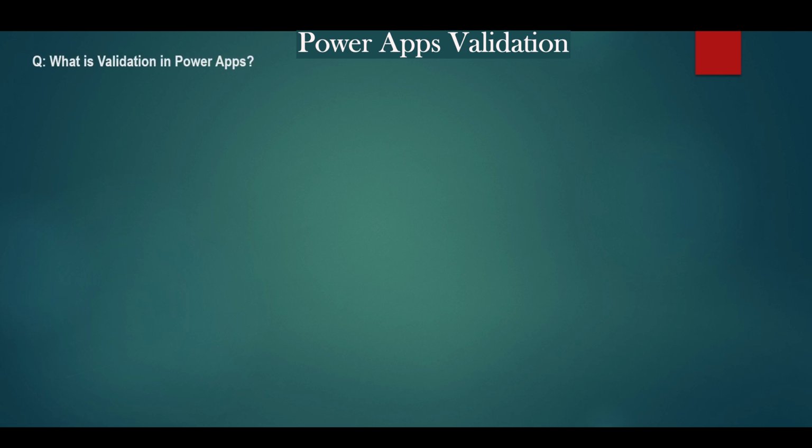So the question is, what is validation in Power Apps? As I said, validation ensures users enter correct and complete data before submitting a form. It helps prevent errors, enforce business rules, and guide users with feedback. You can apply these validations in properties like display mode, visible, on select, or border color.